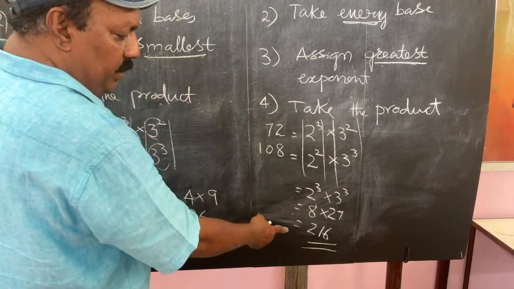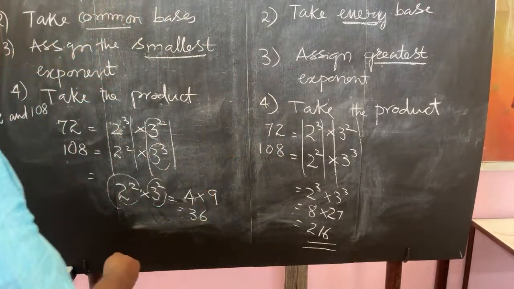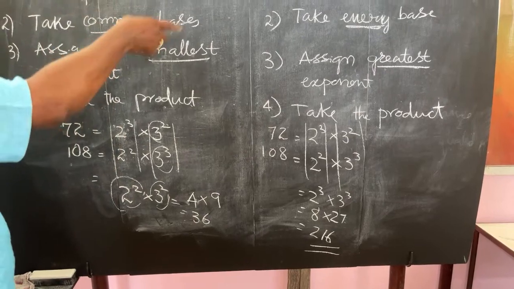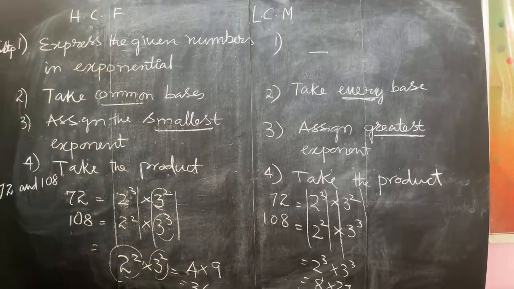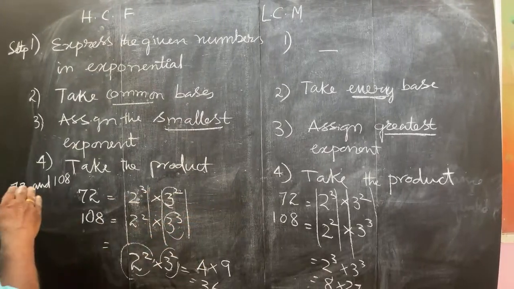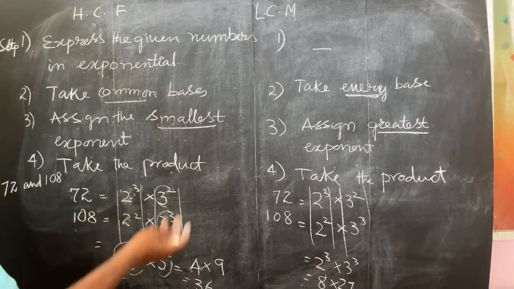So this is the outcome for the HCF and LCM of two or more numbers. These are the 4 steps you have to remember and follow. You will find it easy in both the cases of HCF and LCM.